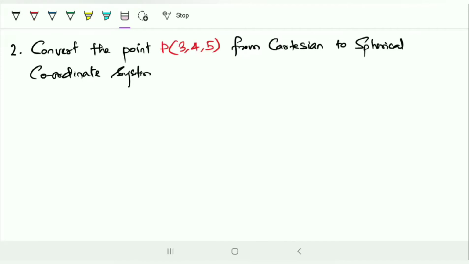So the next problem is: convert the point P which is (3, 4, 5) from Cartesian to spherical coordinate system. So in this problem they are asking you to find the spherical coordinates by giving a Cartesian point. So we know from the Cartesian coordinate system the values: x is equal to 3, y is equal to 4 and z is equal to 5. So this is very clearly given.